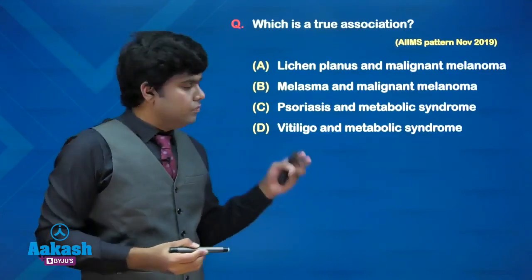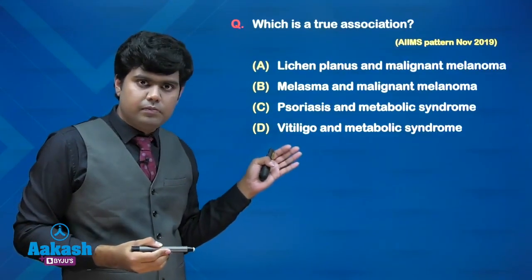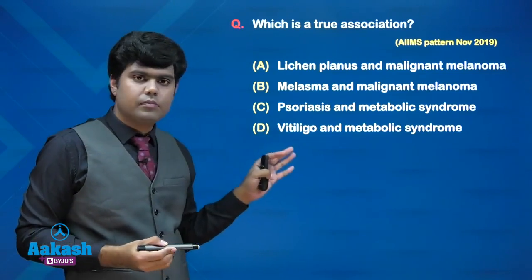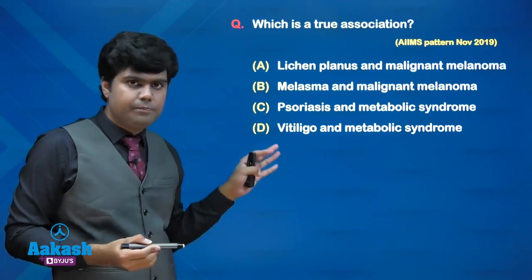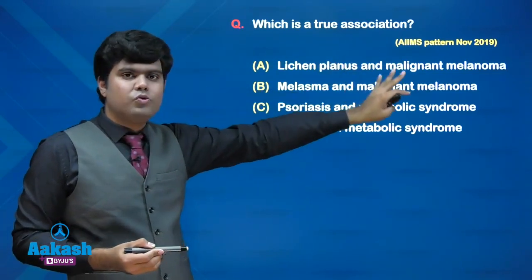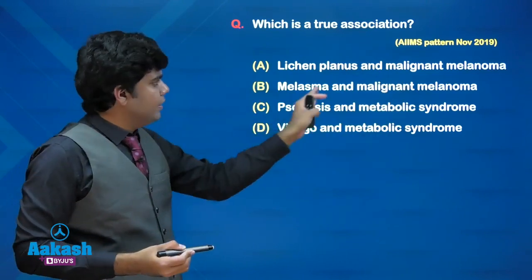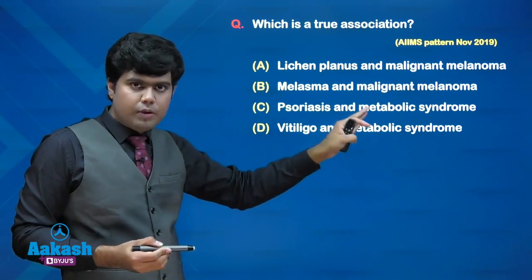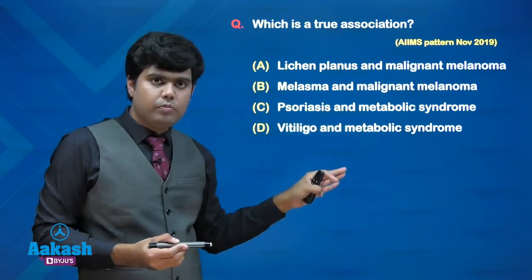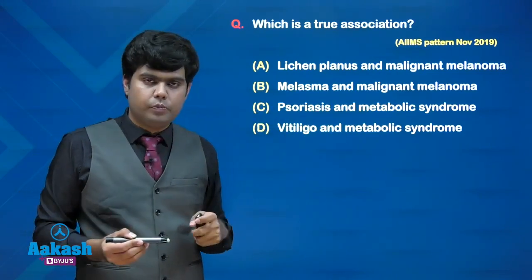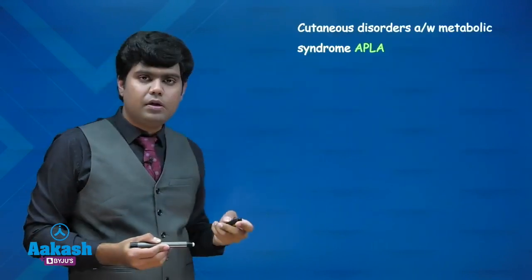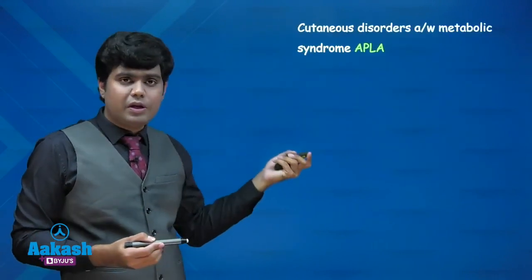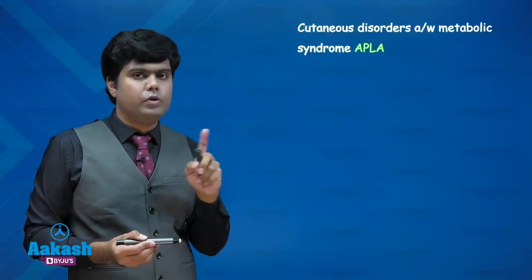Okay, so here is a difficult question. So when this was asked, like many of the students were not able to answer. So which is a true association they have asked? Lichen planus and malignant melanoma, melasma and malignant melanoma, psoriasis and metabolic syndrome, vitiligo and metabolic syndrome. So it's a simple answer here. The mnemonic is APLA. It is not antiphospholipid antibody syndrome.